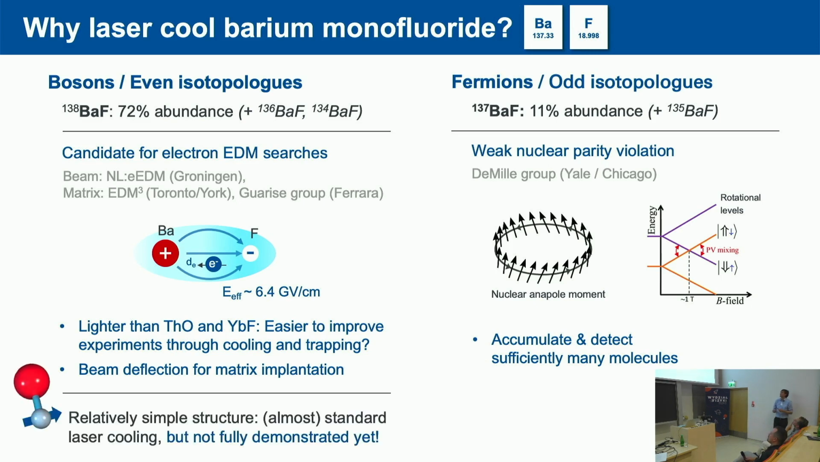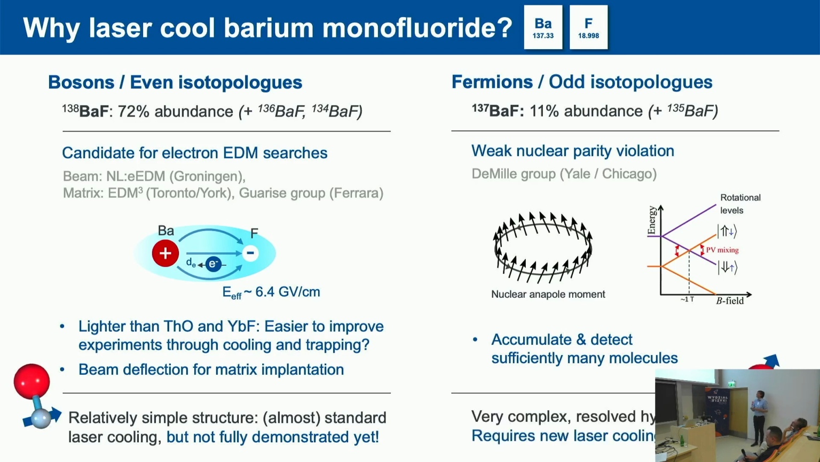these measurements. Now, for these molecules here, the laser cooling, in principle at least, is relatively straightforward because the structure is very similar to molecules that you may have heard about already, like calcium fluoride and strontium fluoride, but it has not been fully demonstrated yet for this species. Here, you actually get two nuclear spins, which complicates things quite significantly because you get resolved hyperfine structure that you need to deal with, and then you need to come up with very new laser cooling strategies. And I will try to talk about progress in both of these directions during my talk.